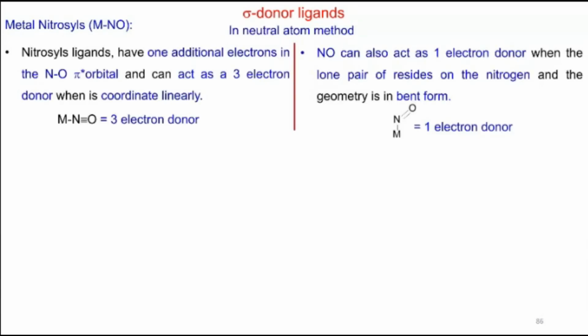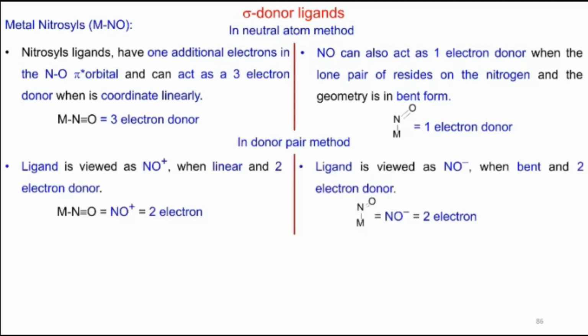Therefore, the nitrosyl can adopt different modes of coordination: terminal, linear and bent. If I'm talking about the neutral atom method, it is a 3 electron and 1 electron process. If I'm talking about the real scientific method, the donor pair method, it is a 2 electron contributor in both the linear and bent. But if you want to calculate the charge, or the oxidation state of the metal, then you should consider linear nitrosyl as NO+ and bent nitrosyl as NO minus.